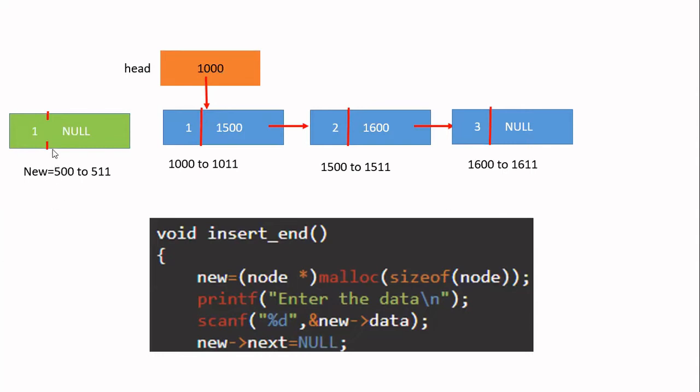Now you have to put this node at the end of the linked list. But you don't know how many nodes are in the linked list. So what you have to do is start from the head node, visit all the nodes one by one, and check whether that node is the last node or not.